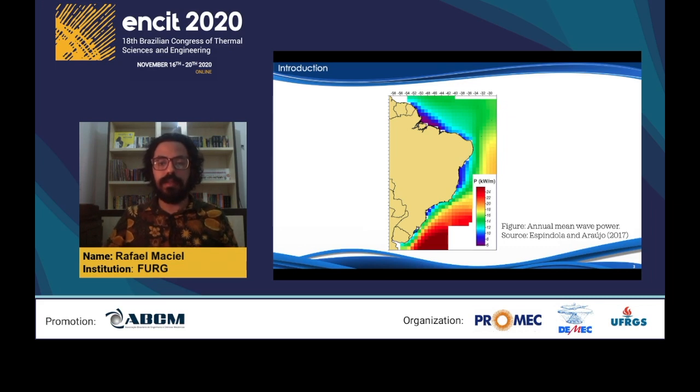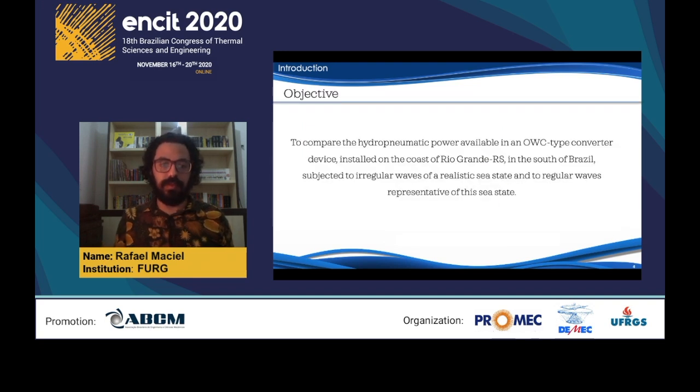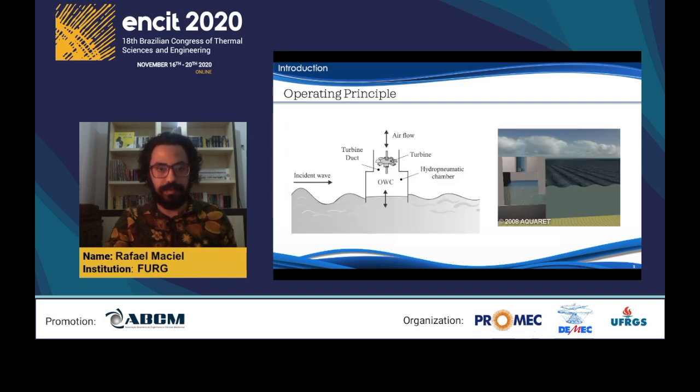In contrast, the annual mean wave power in the Brazilian coast, especially in the south and northeast region, is quite high, as shown by Espindola and Araújo. So the aim of this work is to compare the hydropneumatic power available in an oscillating water column type converter device installed on the coast of Rio Grande in the state of Rio Grande do Sul in the south of Brazil, subjected to irregular waves of a realistic sea state and to regular waves representative of this sea state.